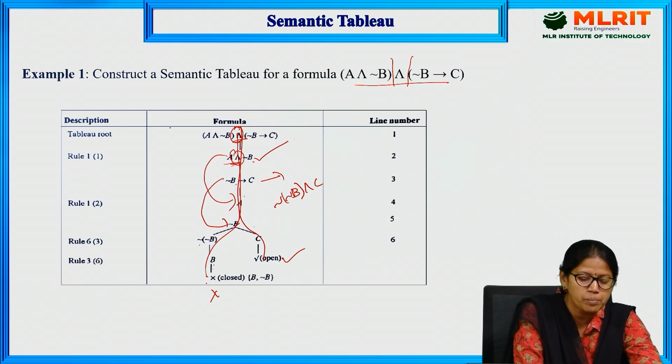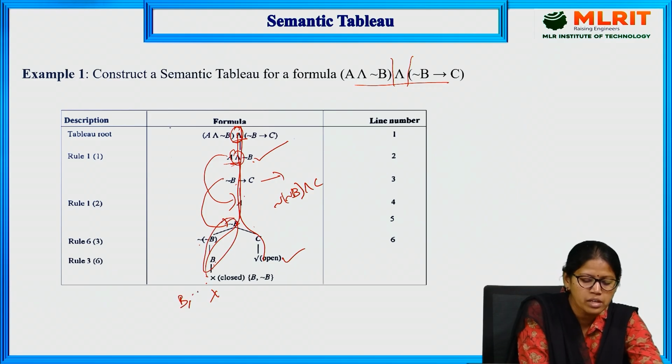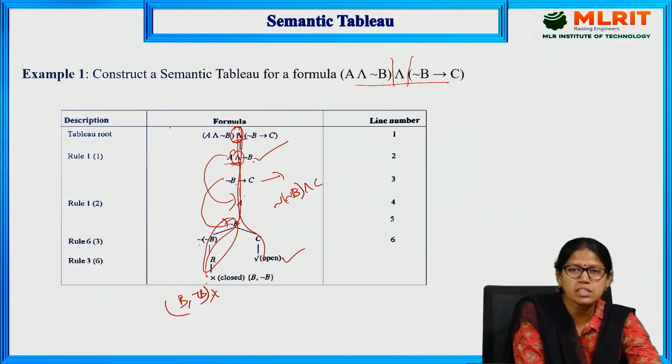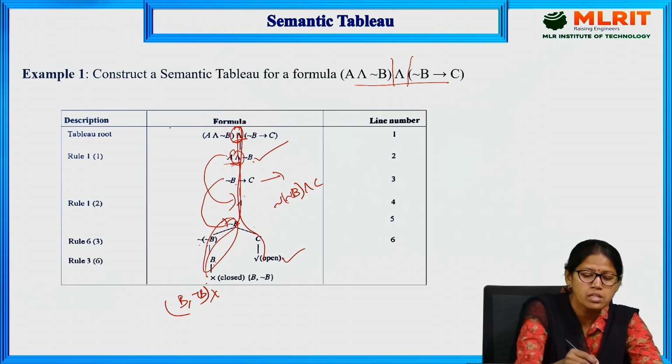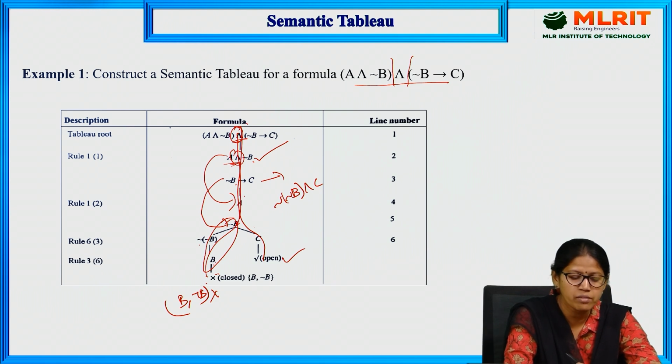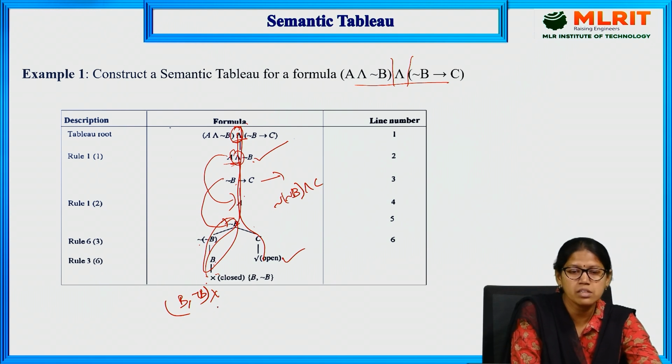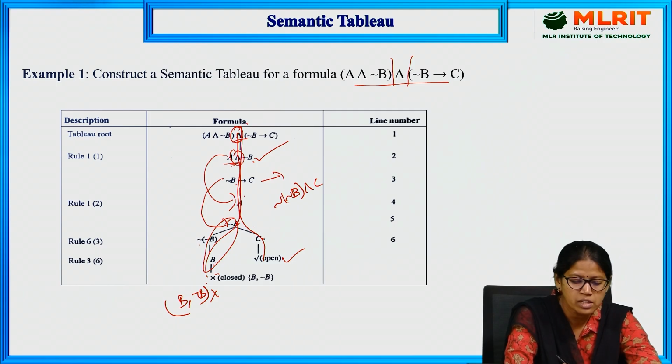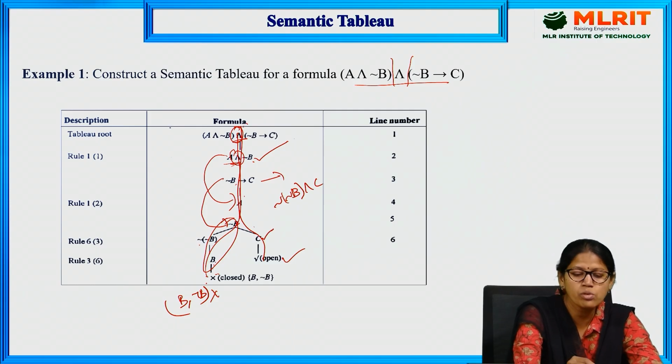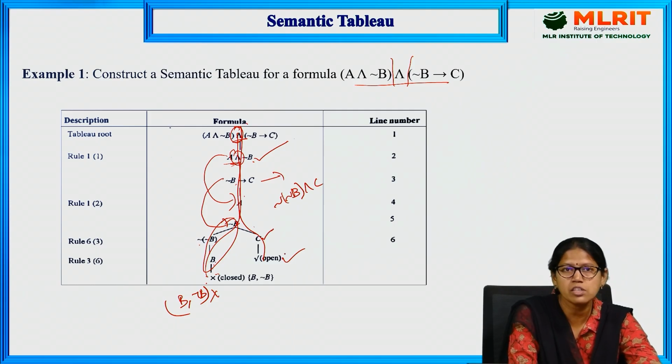Let's see. B, negation B. B comma negation B, then it is said to be closed. As I said, in this path from the starting to the ending, if any pair is complementary, then it has to be closed. Then if you look here, there is a C, but there is no negation C, so it is said to be open.